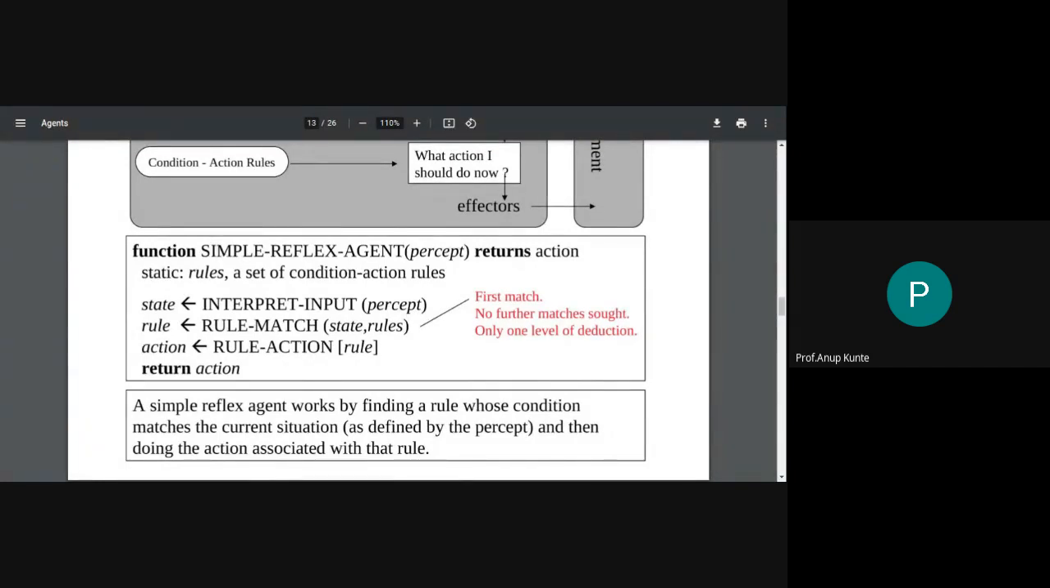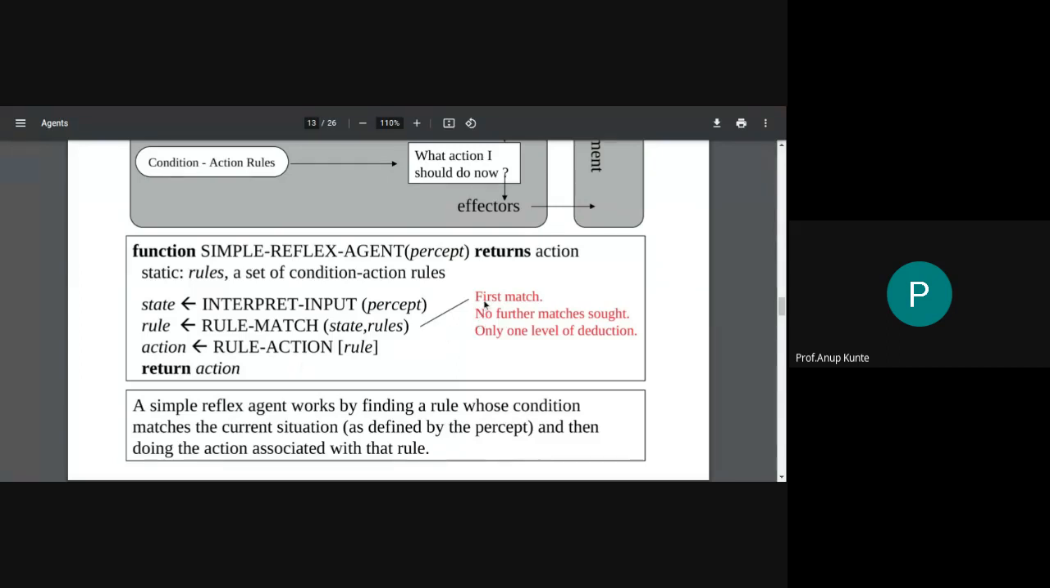So we get the corresponding rule out. So rule match and the rule action. This is what is happening in this box called condition action rules. So condition action rules में ये दोनों step हो रहा है. We are just calling this function rule match to get the current rule, and using the rule index, we are getting the current action out from the rule action table.